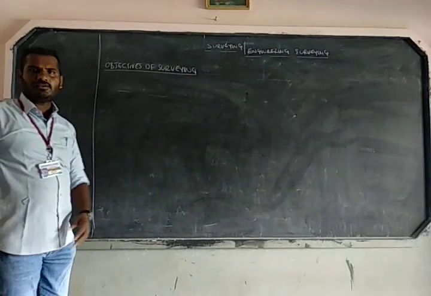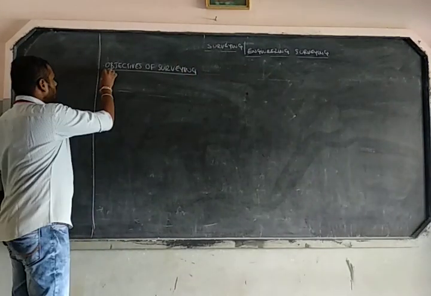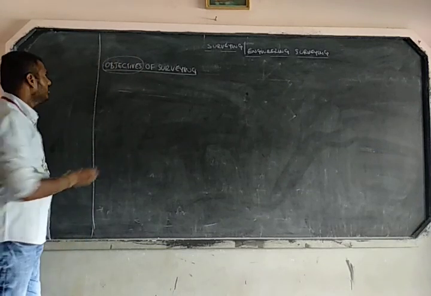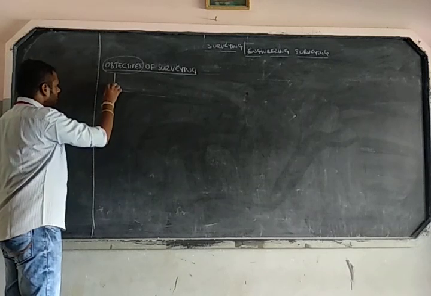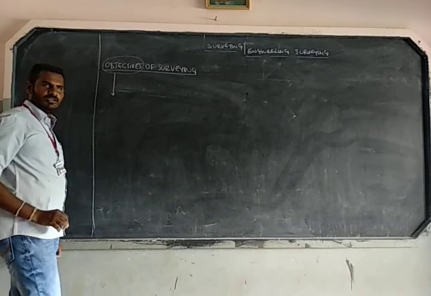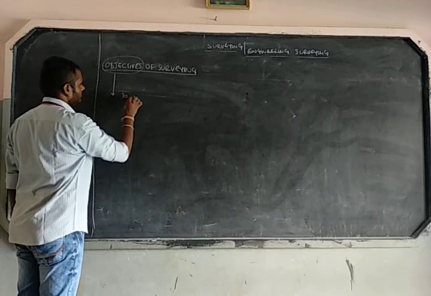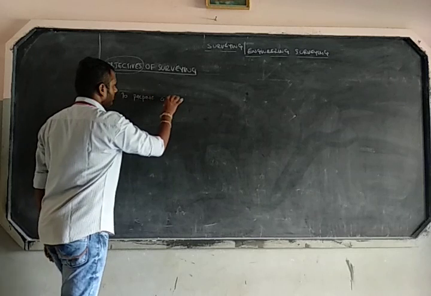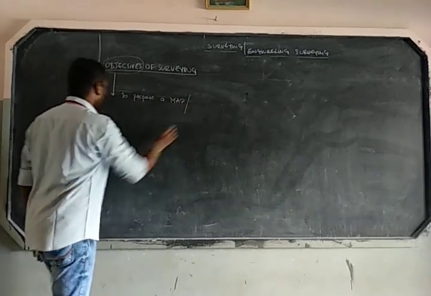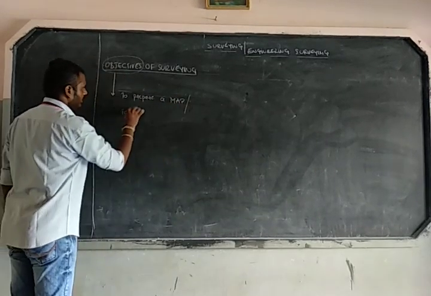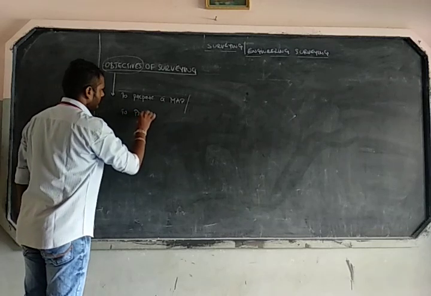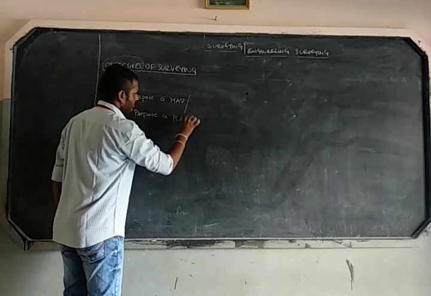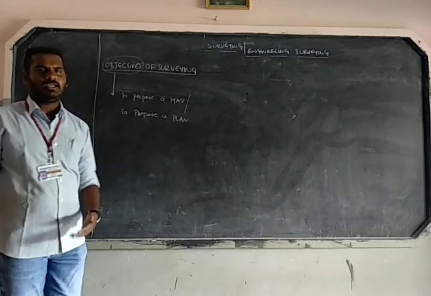What are the objectives of surveying? Surveying objective in the sense is output. What is the output of a survey? The major and the preliminary objective of a survey is to prepare a map or to prepare a plan.